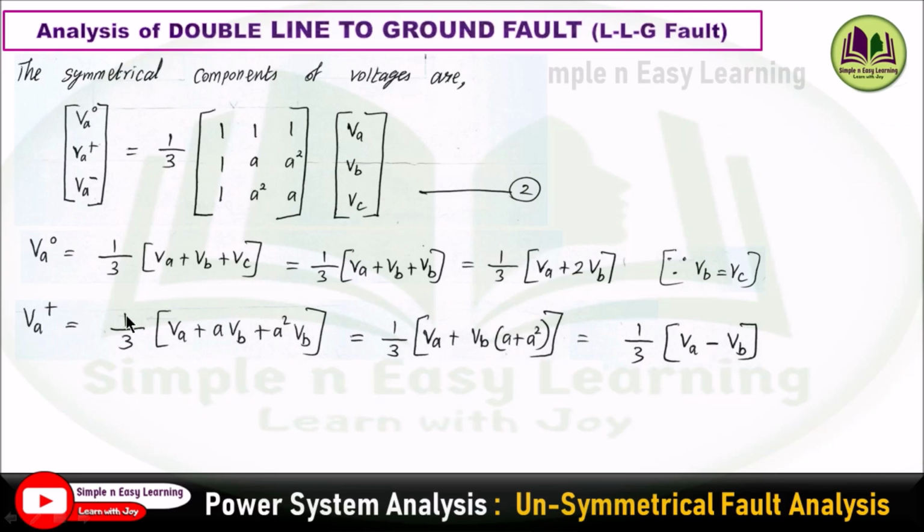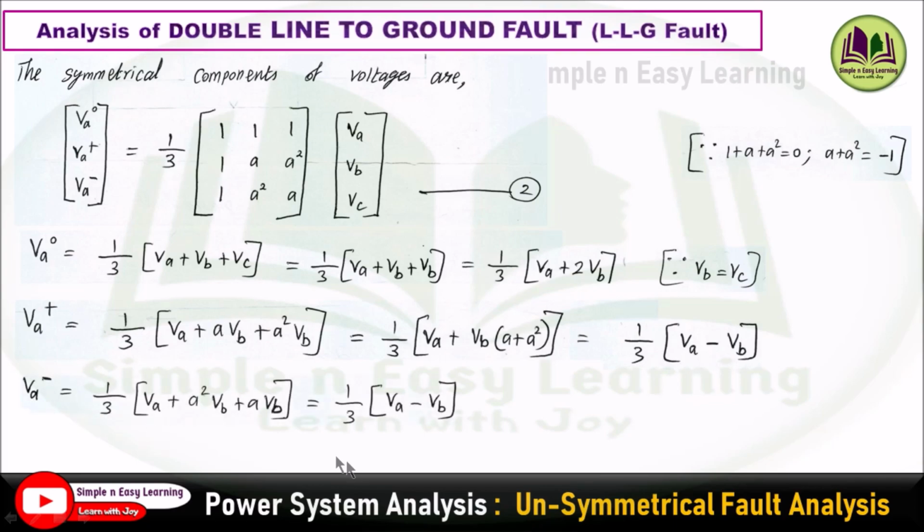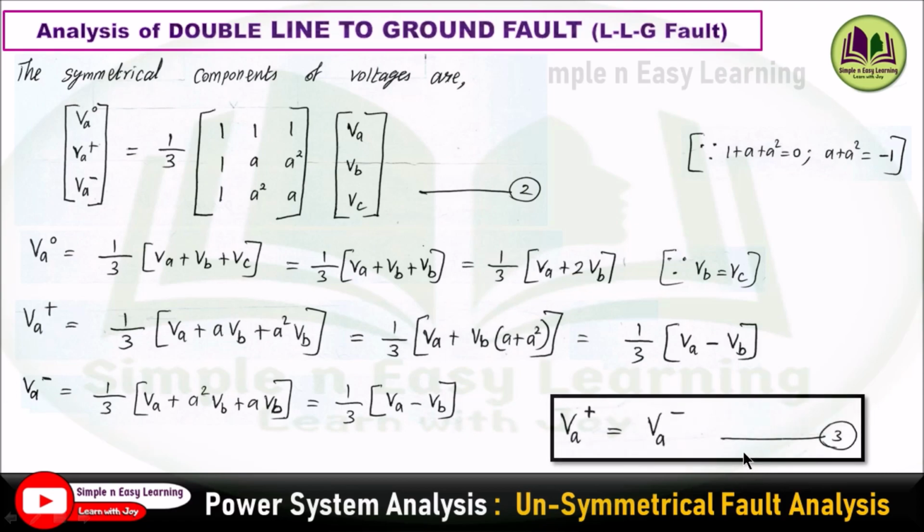VA plus equals 1 by 3 into VA plus a into VB plus a square into VB. Taking VB as common, it becomes a plus a square. From the a operator rule, you know that 1 plus a plus a square equals 0, so a plus a square equals minus 1. Instead of a plus a square, you can substitute minus 1. So the value will be 1 by 3 into VA minus VB. Similarly for VA minus, you get a square plus a into VB, and that is minus, so it becomes 1 by 3 into VA minus VB. By seeing these two equations, these two are the same. So VA plus is equal to VA minus. That is your third equation.